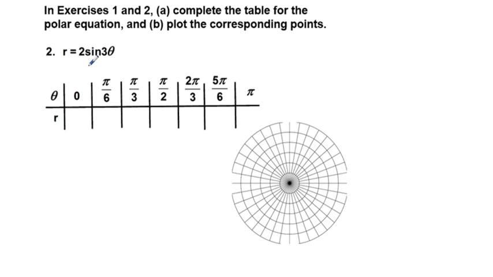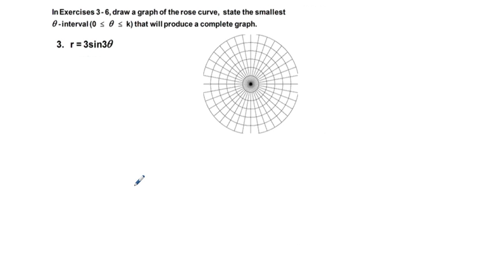Problem number 2, very similar. Just go ahead and fill out the table, then plot in your points. I think it's some kind of triangular arrangement there. Okay, in exercises 3 through 6, draw a graph of the rose curve. State the smallest theta interval between 0 and k that will produce a complete graph.